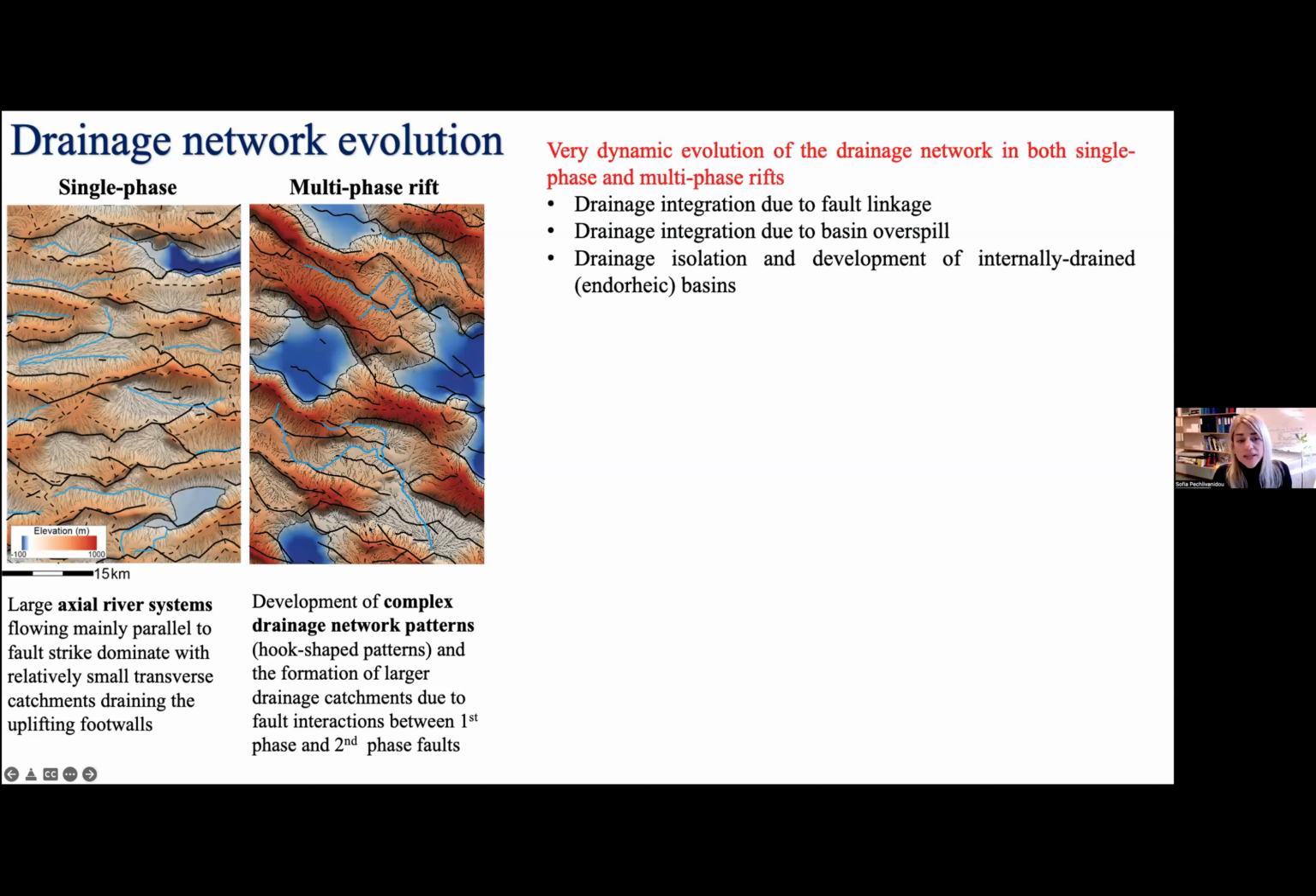A key characteristic in both experiments is the very dynamic evolution of the drainage network. So in both experiments, we see that drainage integrates either due to fault linkage or due to basin overfill and overspill. We also see the opposite effect of drainage integration, that is drainage isolation and the development of internally drained basins. So I will show some examples of this.